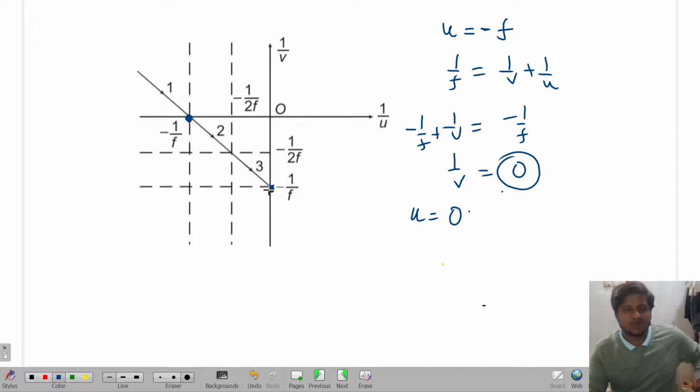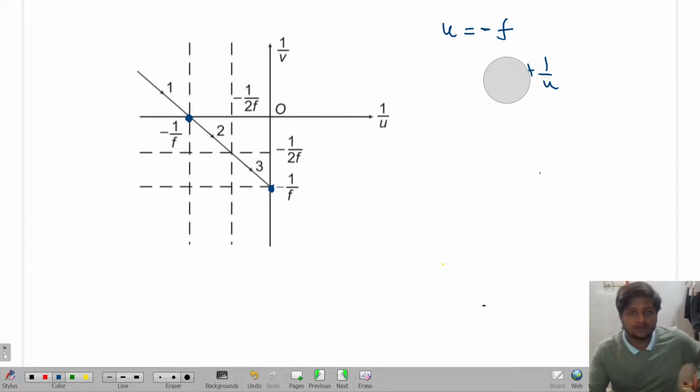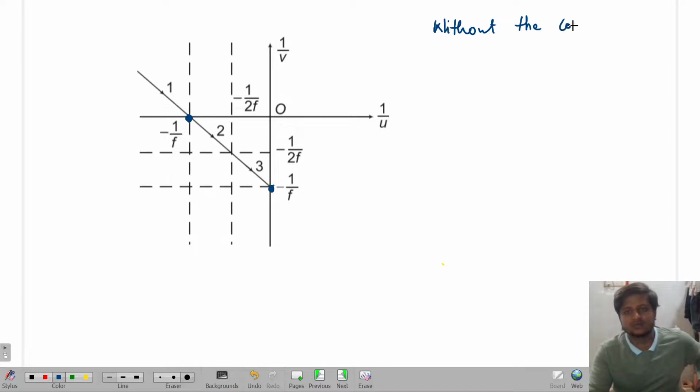Okay, so this means, sir, 1 by v cannot be equal to 0, sir. How can you make 1 by v zero, sir? Wait. Let me give the heading: without the consideration of practicality.